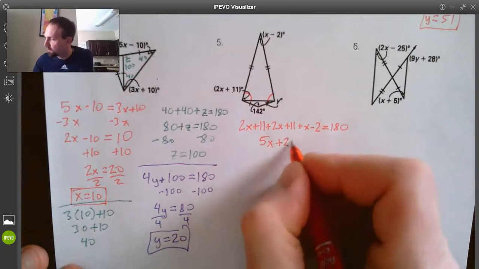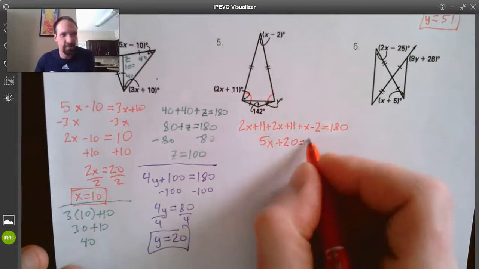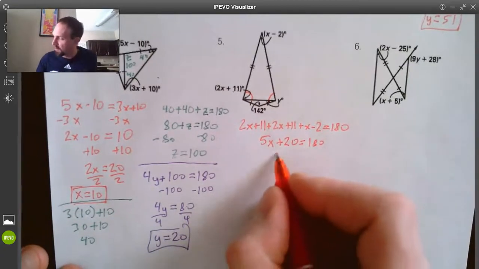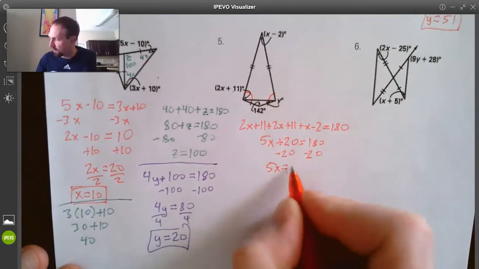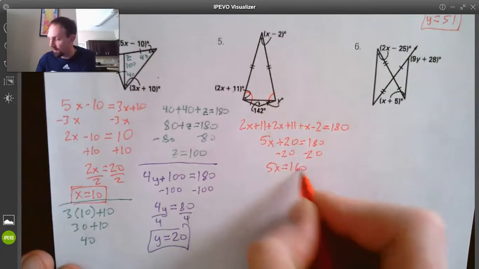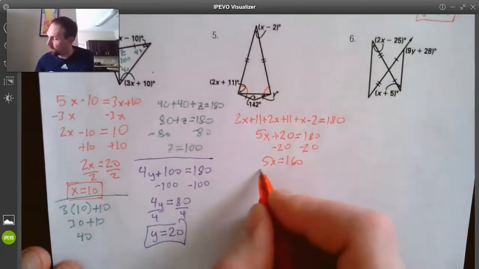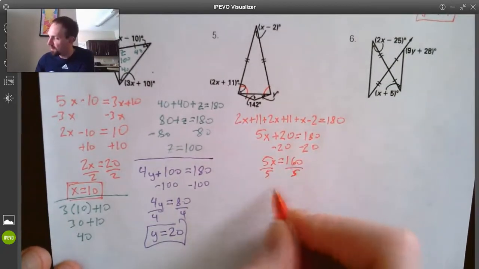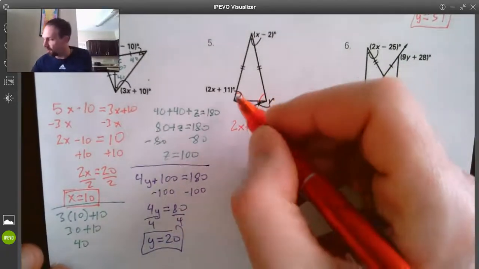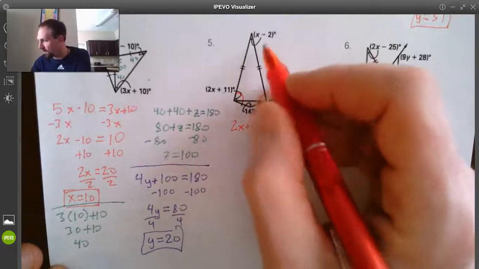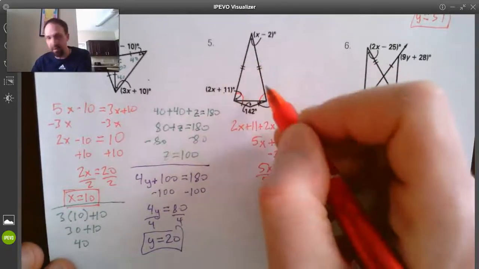Plus 20. Good thing I checked. Equals 180. Minus 20 on both sides. So you get 5x equals 160. Divide by 5 on both sides. And you get x equals 32. So that gives me these values here. It'll give me that angle measurement here.